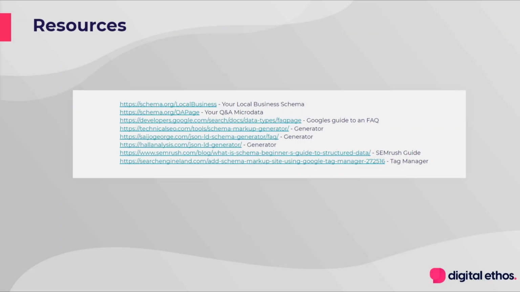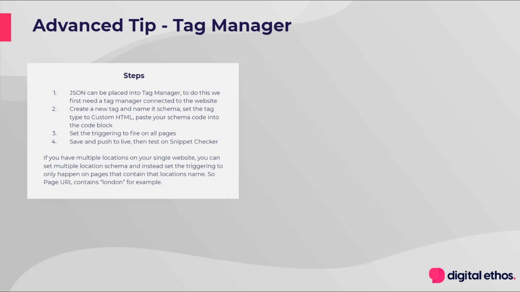Nearing the end, here's some useful resources I've used to put this presentation together, including the links to the schema local business and FAQ, the developers page and some schema generators you can use to understand how it all comes together. If you learn more, you can spend time in the Rich Snippets Code Editor Checker to see what else you can add to your website. Finally, a little tip to put your schema JSON through Tag Manager.